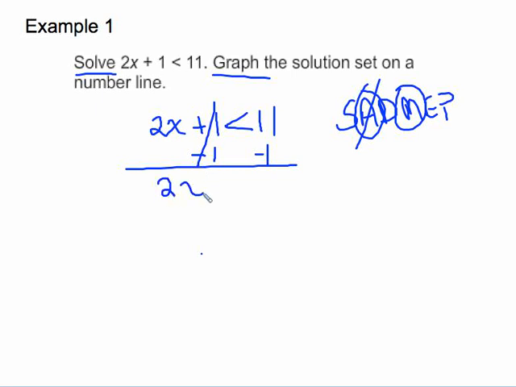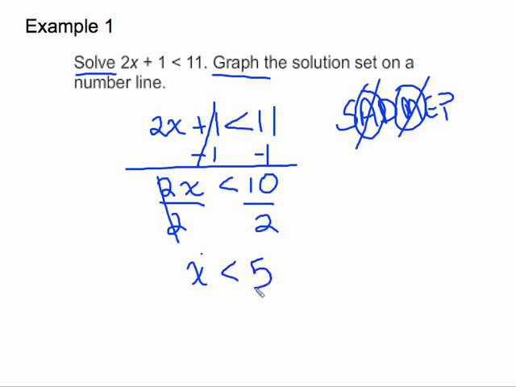That leaves me with 2x is less than 10. I need to undo the multiplication, and what's going to help me with that is the division property of inequality. And I'm going to divide by 2 on each side. That's going to give me x is less than 5. So I need to graph that now. I'm going to scale my graph by 2s just because my graph is kind of small.